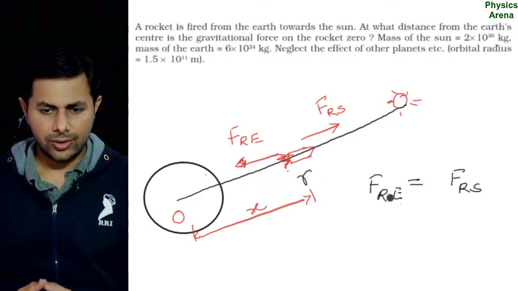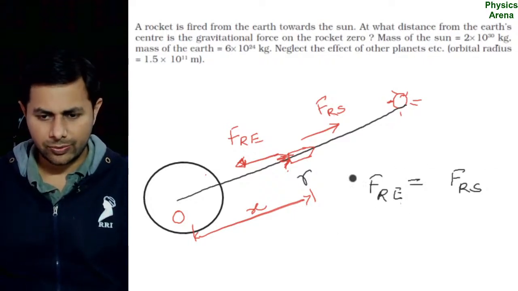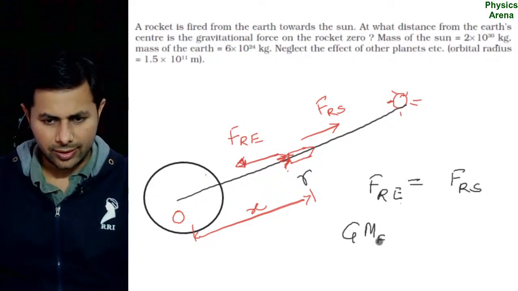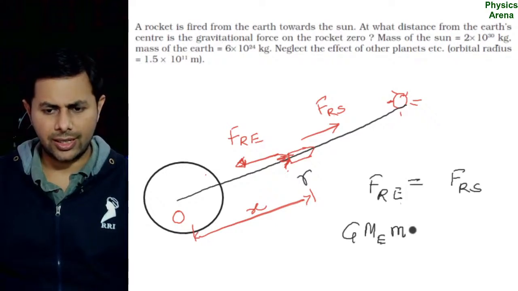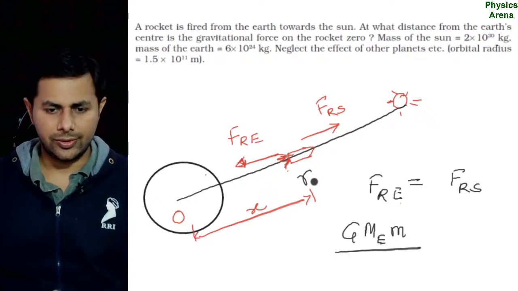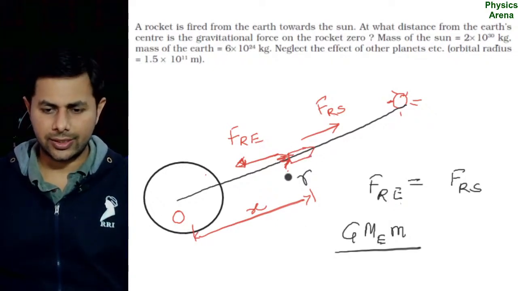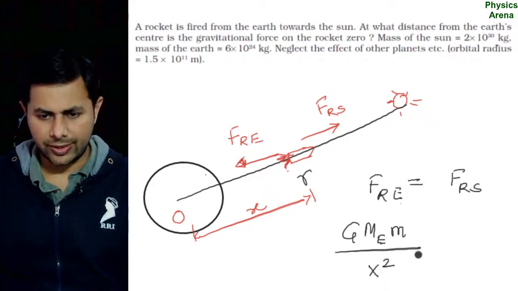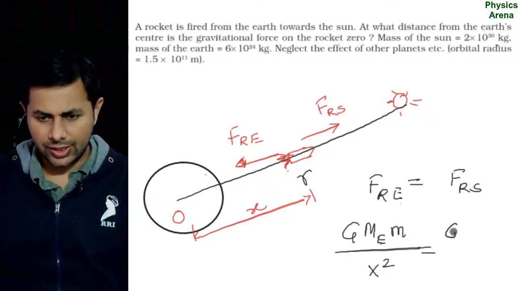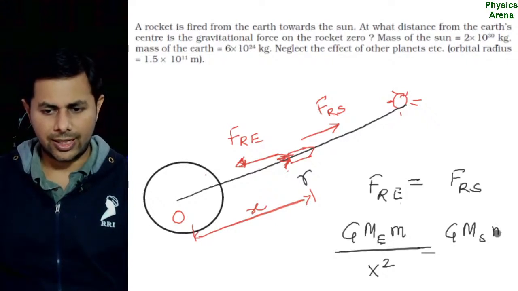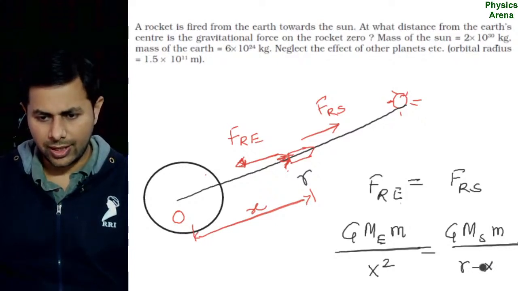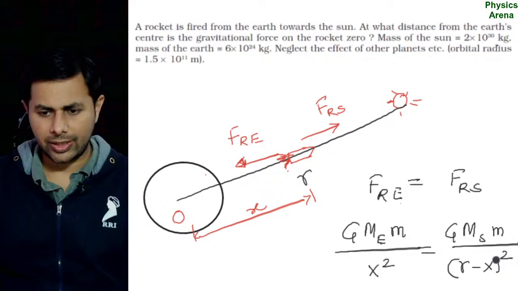Okay, so now we know the formula for gravitational force. So the force on the rocket due to Earth will be G multiplied by mass of Earth multiplied by mass of rocket, I will call it small m only, divided by distance squared. Okay, so the distance of the rocket from Earth's center is x, so it is x squared, and that's equal to the force on the rocket due to the sun, which is G times mass of sun into mass of rocket divided by distance squared. So here the distance will be r minus x, and we have the square of that.